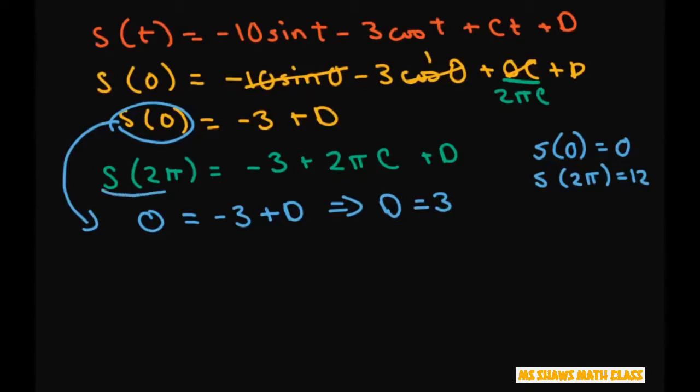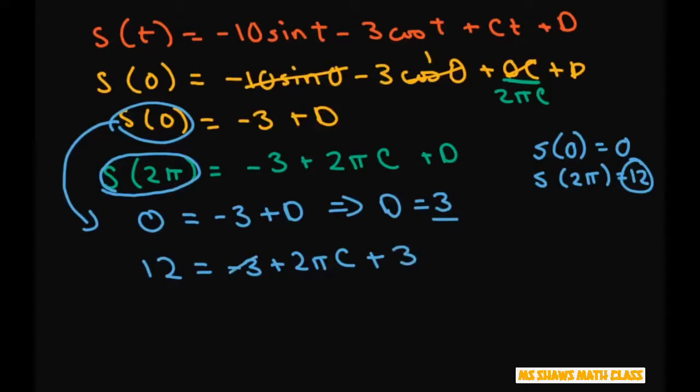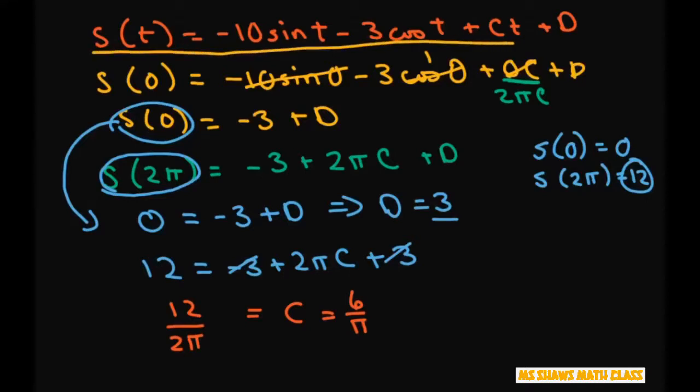And I know this right here equals 12. So 12 equals negative 3 plus 2 pi c plus d. Well, d we know is 3, so these two cancel. We get c equals 12 divided by 2 pi, and that's going to be 6 divided by pi. Now we're going to go back to our original equation and plug that in.